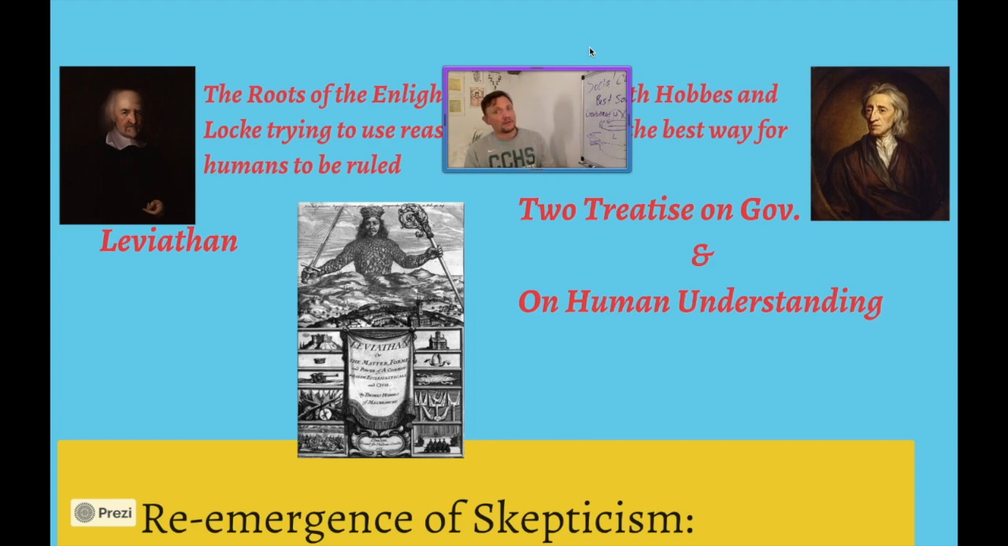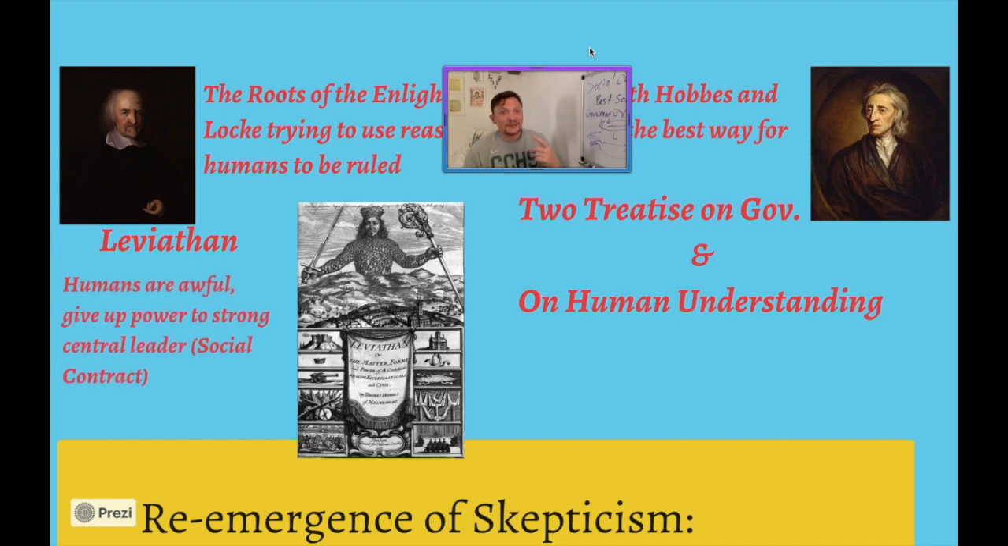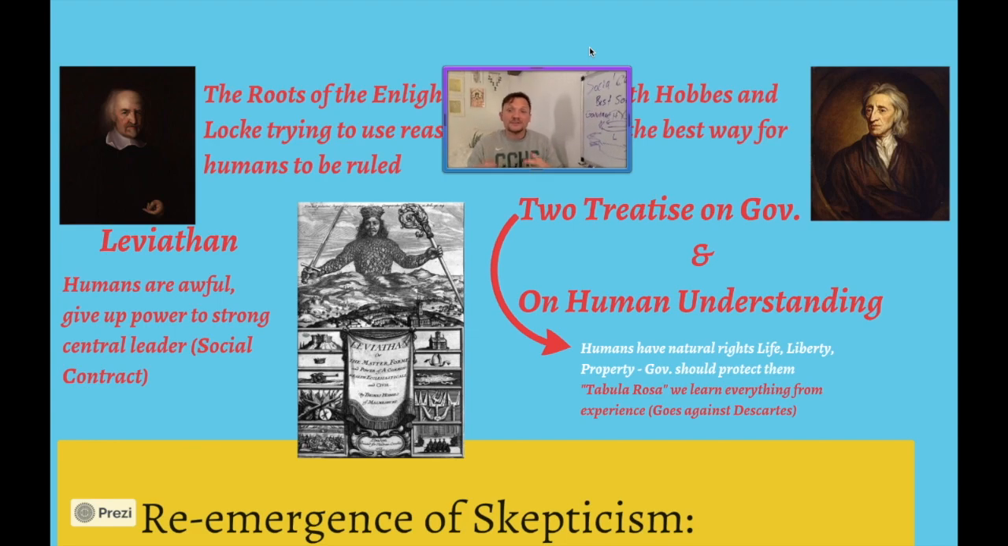And liberty is a big term. Liberty is a big umbrella that includes the rights and certain freedoms, like freedoms of religion, freedoms of speech, things like that. Now, another big thing that he's also going to do, though, is begin to actually argue a lot of different perspectives. Remember the Leviathan perspective, though. Humans are awful. Give up your power to a strong leader. That's your social contract, right? Now, the Two Treatises on Government, though, is going to talk about humans have natural rights, life, liberty, and property, right? Government should protect them.